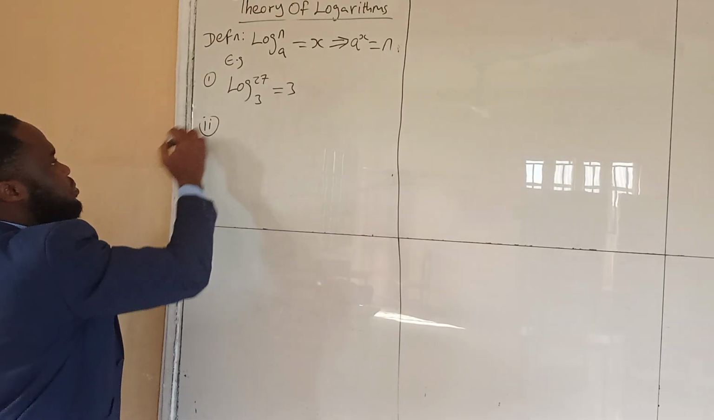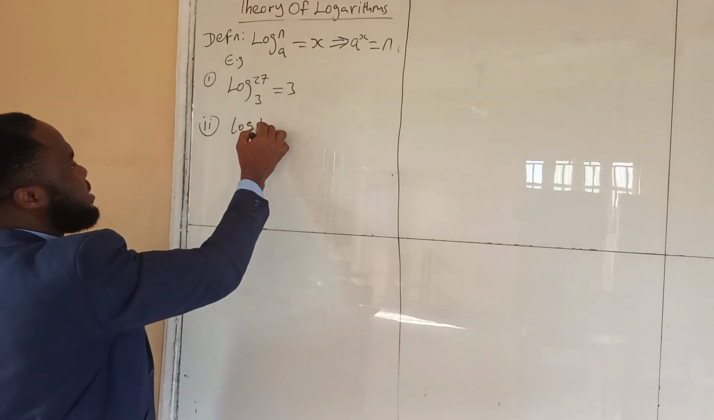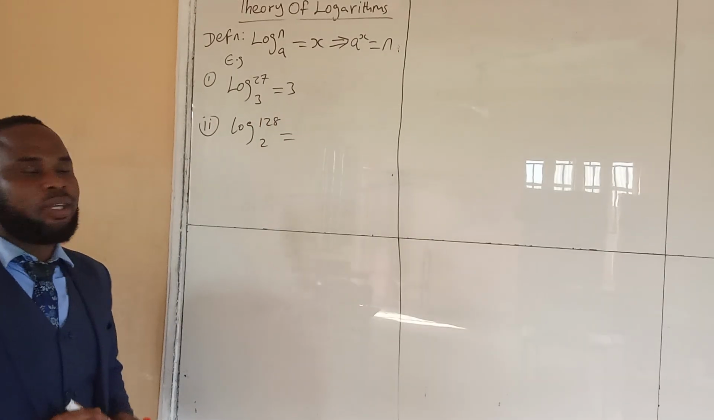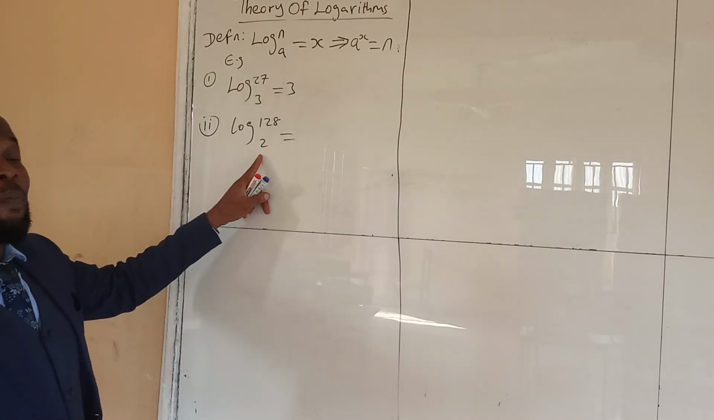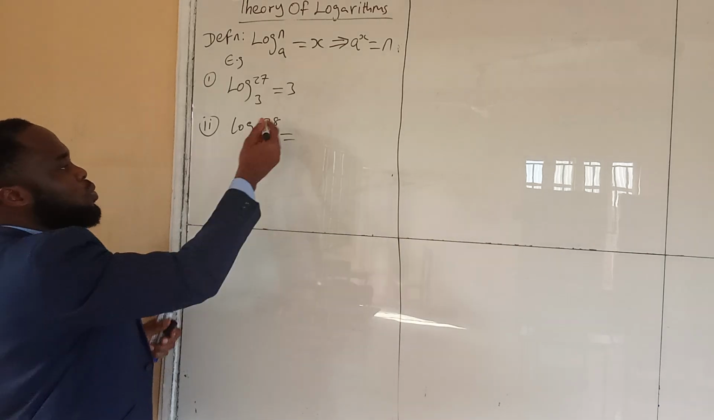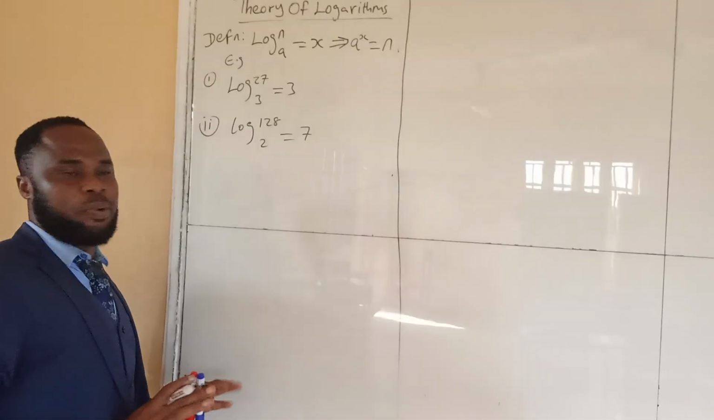Example 2. When I have log 128 to base 2 equals what? Now, 2 raised to the power of what will give you 128? You see that 2 raised to the power of 7 gives us 128. That means the log of 128 to base 2 is equal to 7. That's very simple.